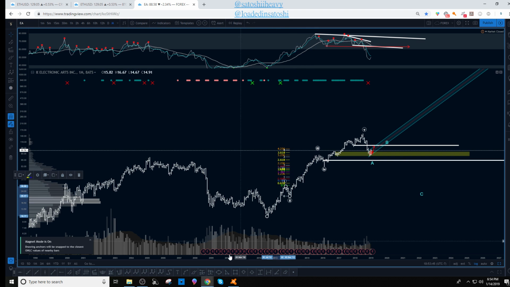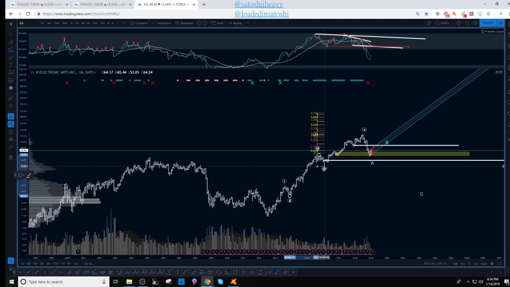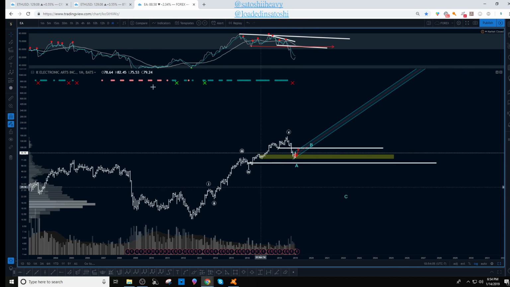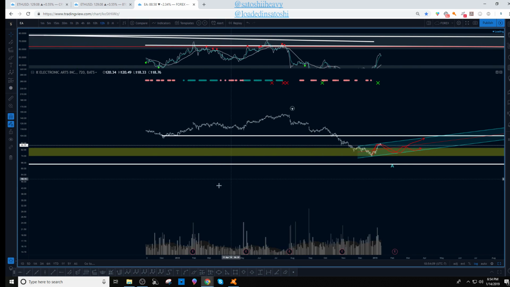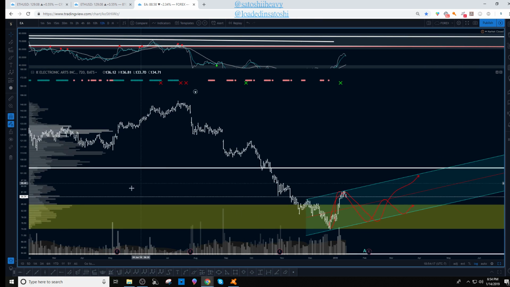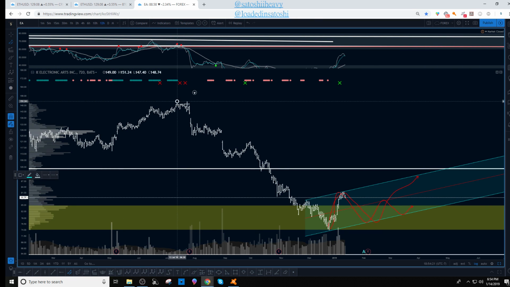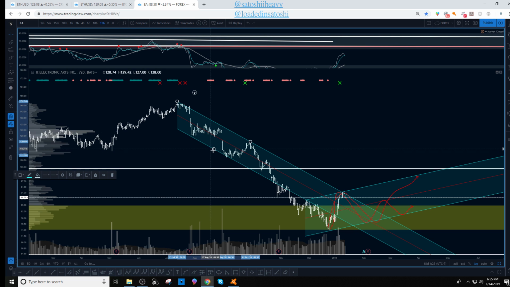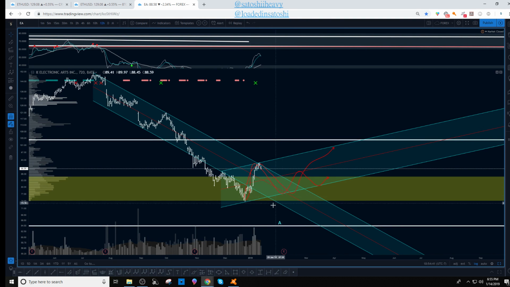3.0 extension, and then wave 5 got a 1-to-1 extension of 3 or more. Damn. And another 1.618 extension of 3. That's what I see for EA. Oh yeah, hitting the exact point. So that's what I see right here for EA.